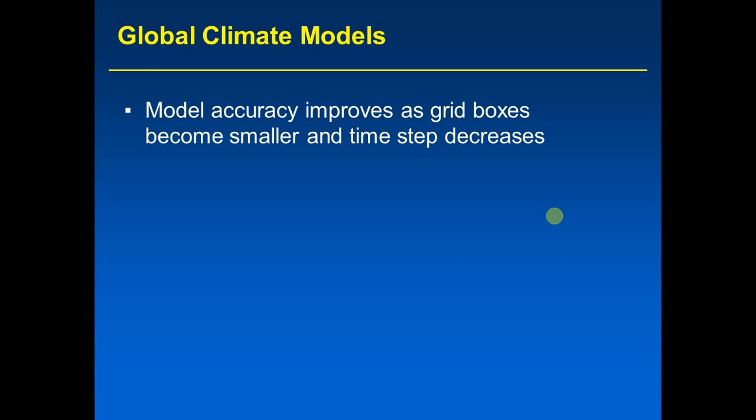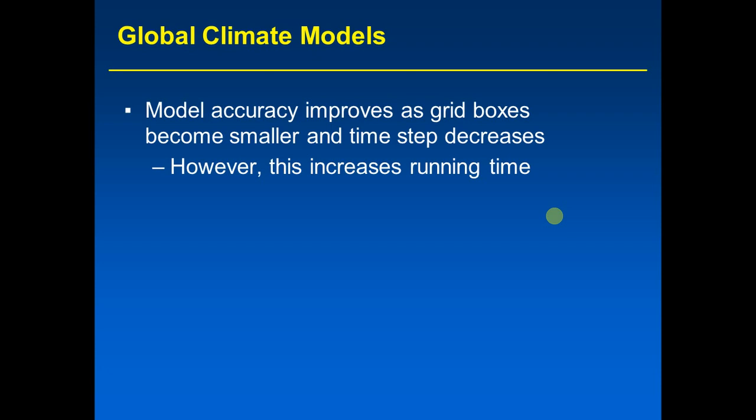So the time step decreases and the model accuracy improves. And the thing is, this increases running time. As the grid boxes become smaller, the model takes longer to run because it requires more computations, more calculations, okay? And as the time step decreases, the temporal resolution improves. So when the grid boxes become smaller, the horizontal and or vertical resolution improves.